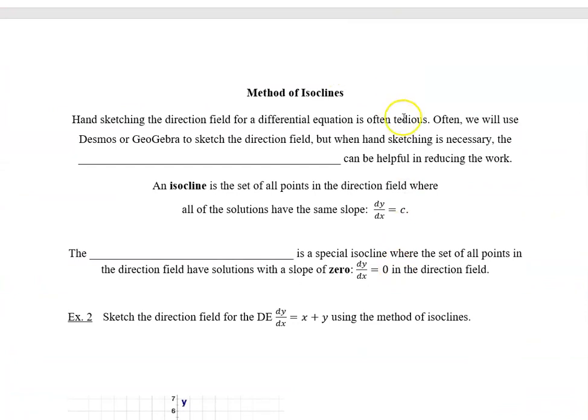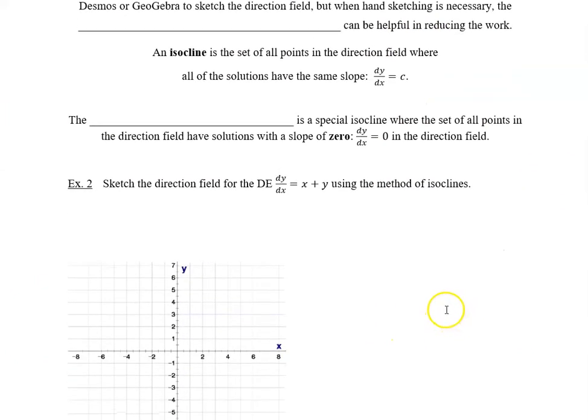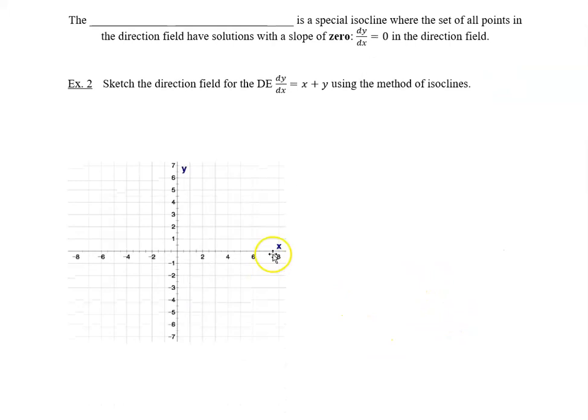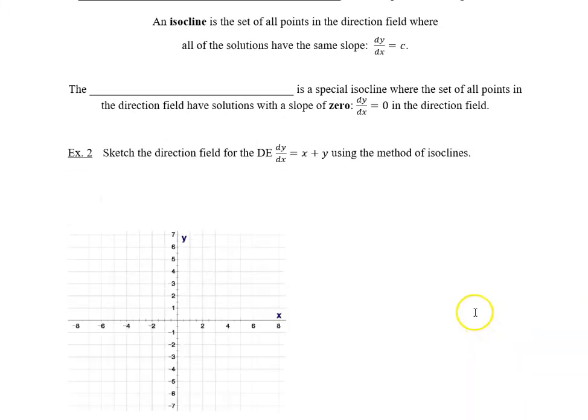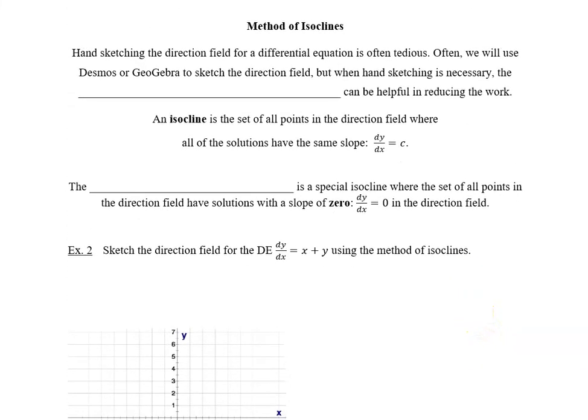Sometimes these will be a little bit on the tedious side. We're not going to do a lot of these by hand. Some of these we're going to use technology to do, which we'll practice a little bit in class. Such a strategy is called the method of isoclines. And so let's talk about what that means.